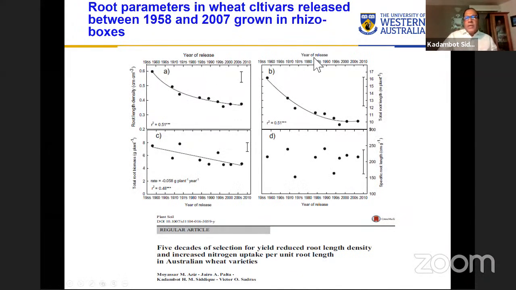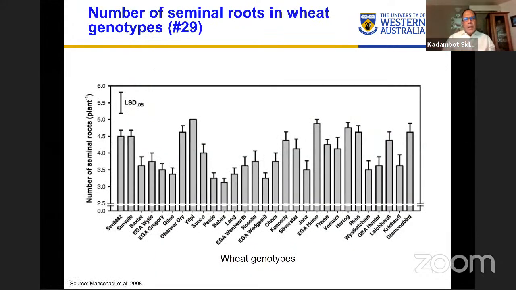If you look at the year of release and root length density, generally there has been a decline from early times onwards, which I saw way back in the 90s. Also the total root length has declined and total root biomass has declined, but the specific root length has not changed. Other studies have shown the number of seminal roots per plant. It's not only the nodal roots, but the seminal roots are important. The simple point I want to emphasize here is that there is significant variation available in the gene pool for that trait as well.